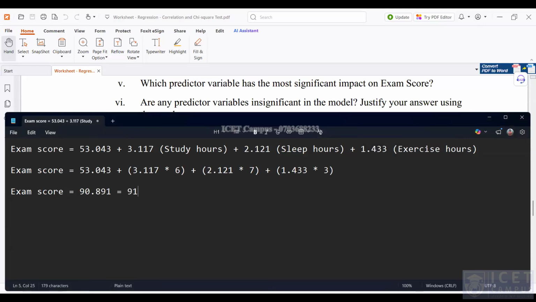So if we know the independent variables, the marks of that student is 91. Why is that? Because we constructed a model, and we know that the student studies 6 hours per day, sleeps 7 hours per day, and exercises 3 hours per day. So by using this constructed regression equation, we can predict the dependent variable, here the exam score. Now I think you have a clear understanding of what a regression model is, why we are doing this regression analysis, and how we can predict the dependent variable using these independent variables.